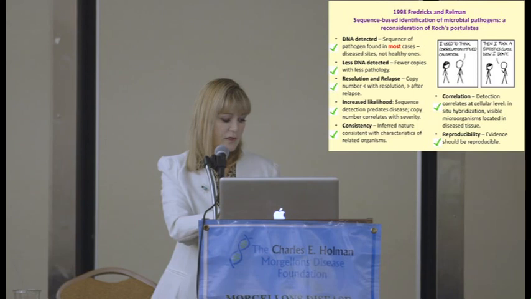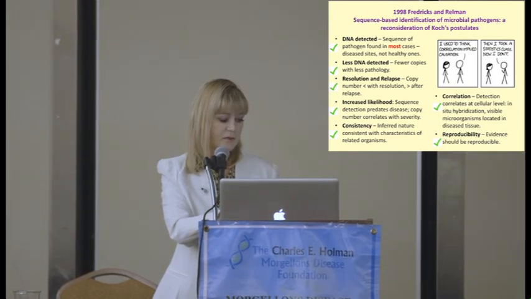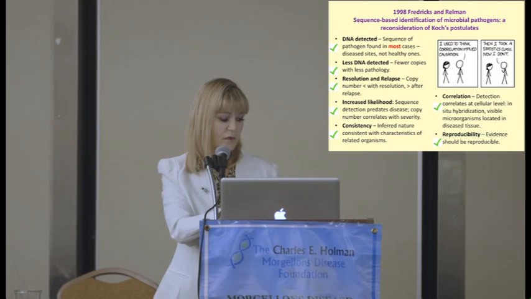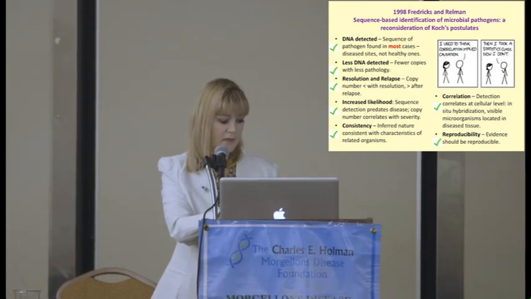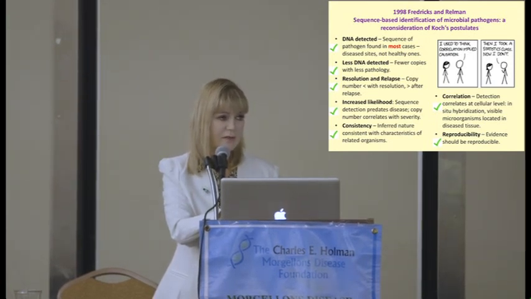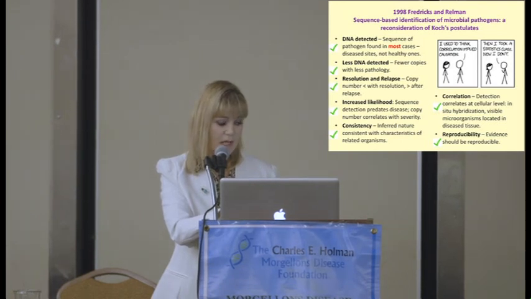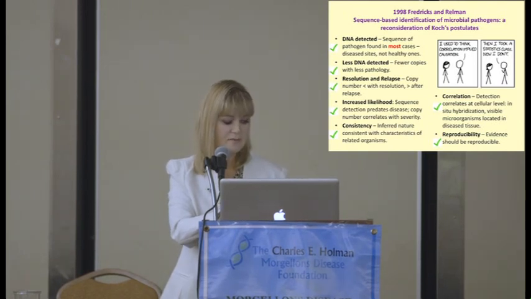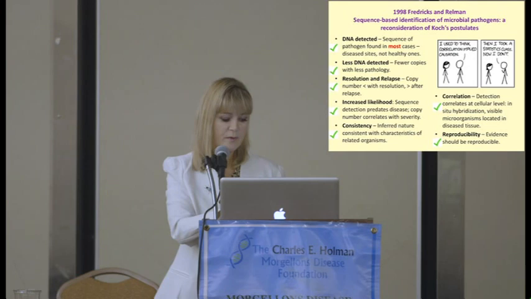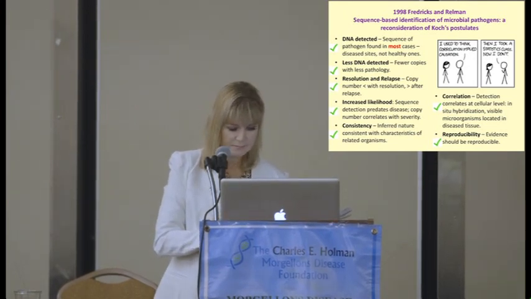Five, the nature of the microorganism inferred by the available sequence should be consistent with the known biological characteristics of that group of organisms. Six, the detection of the sequence should correlate with the detection at the cellular level. Efforts should be made to demonstrate specific in situ hybridization in areas of tissue pathology. Basically, what that means is you should be able to see this microorganism in those areas that are affected. And seven, sequence-based forms of evidence for microbial causation should be reproducible.